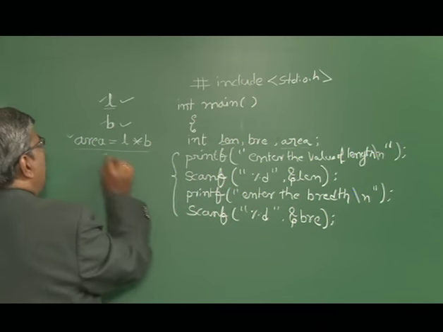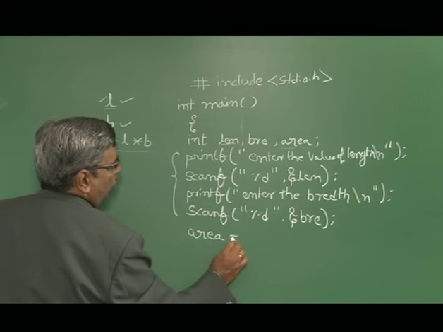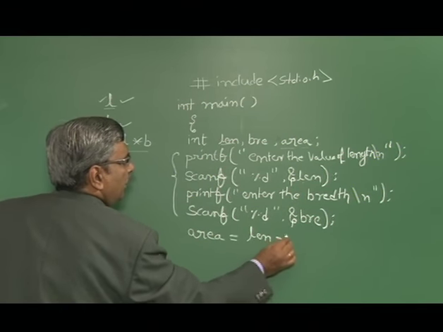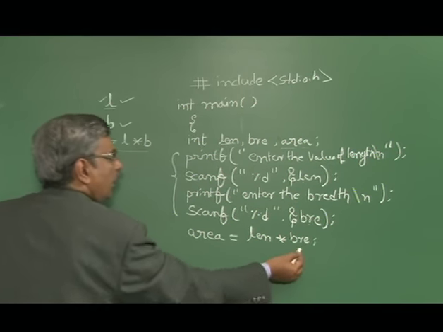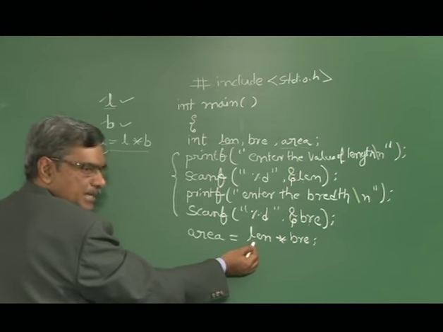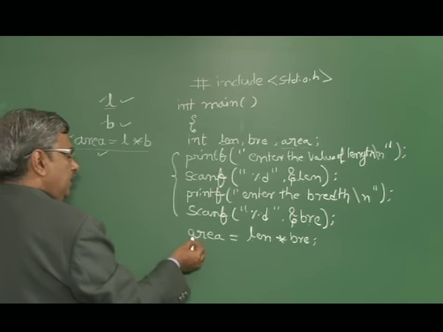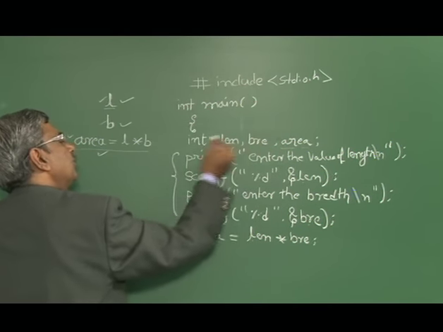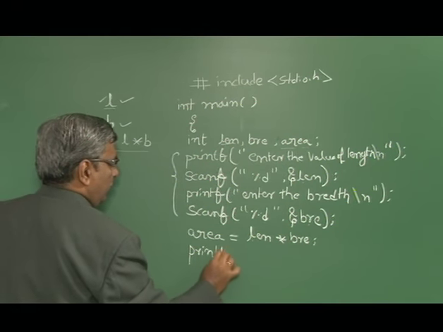Now you have to do the computation. The computation statement is area equal to len times bre, where len is the variable used for length, and bre is the variable used to take the breadth value, and these two are computed. That is the expression you are assigning to the variable area, and this area variable you now have to print on the output. It is also of type integer, hence we will use the printf statement to print its value.